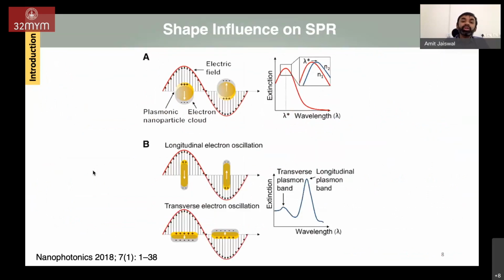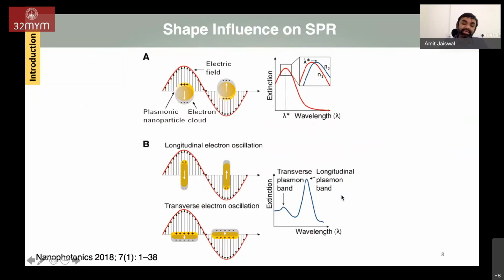Similarly, if we prepare a rod-shaped nanoparticle, we can polarize the nanoparticle in two different ways: on the longitudinal axis and on the transverse axis. You can clearly see from this slide that once the polarization is on the longitudinal axis, the charge separation is higher, so the restoring force is less, and because of that we see a difference in the SPR peak position between the longitudinal and the transverse oscillation. The transverse plasmon band occurs at a higher frequency or lower wavelength, and the longitudinal surface plasmon peak happens at a higher wavelength.